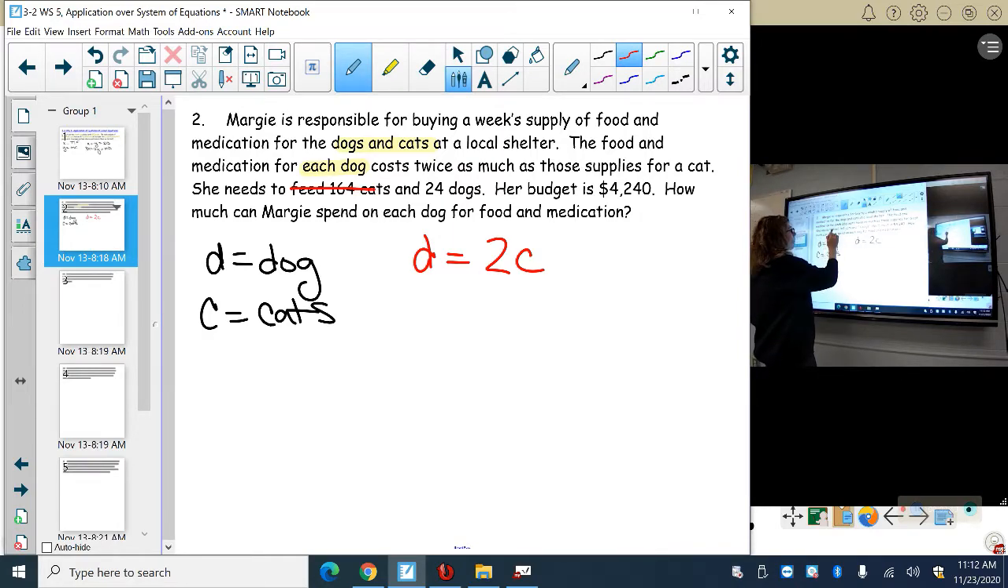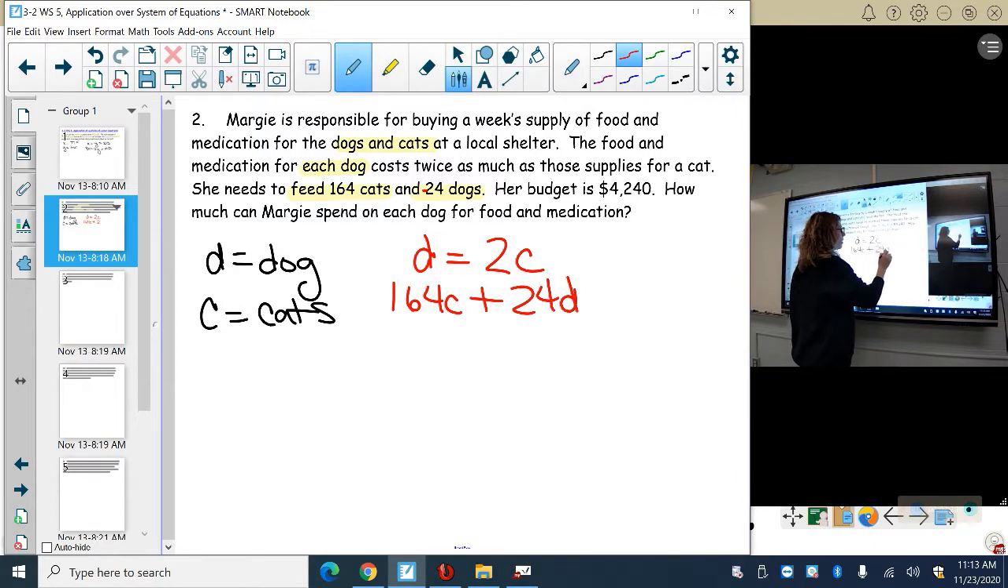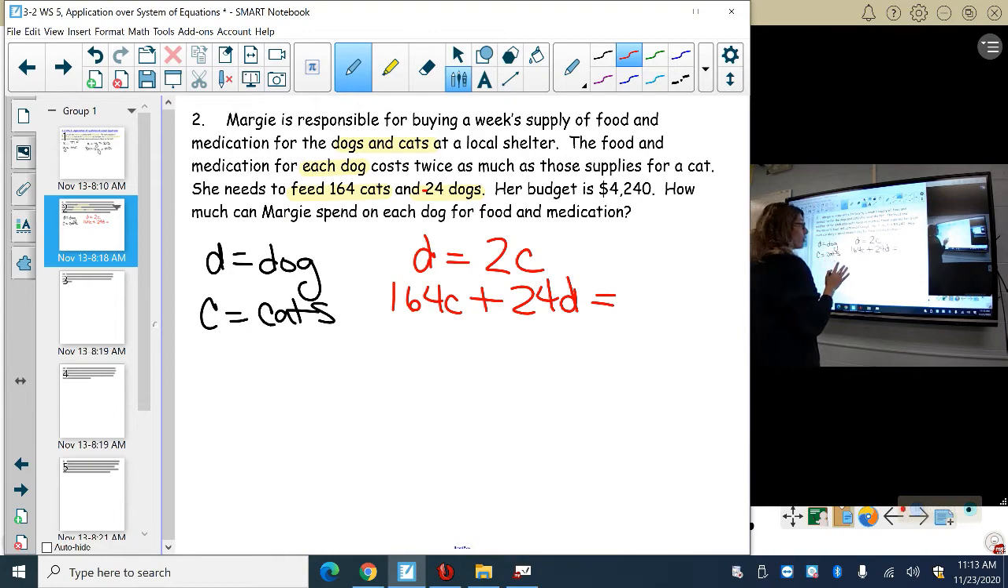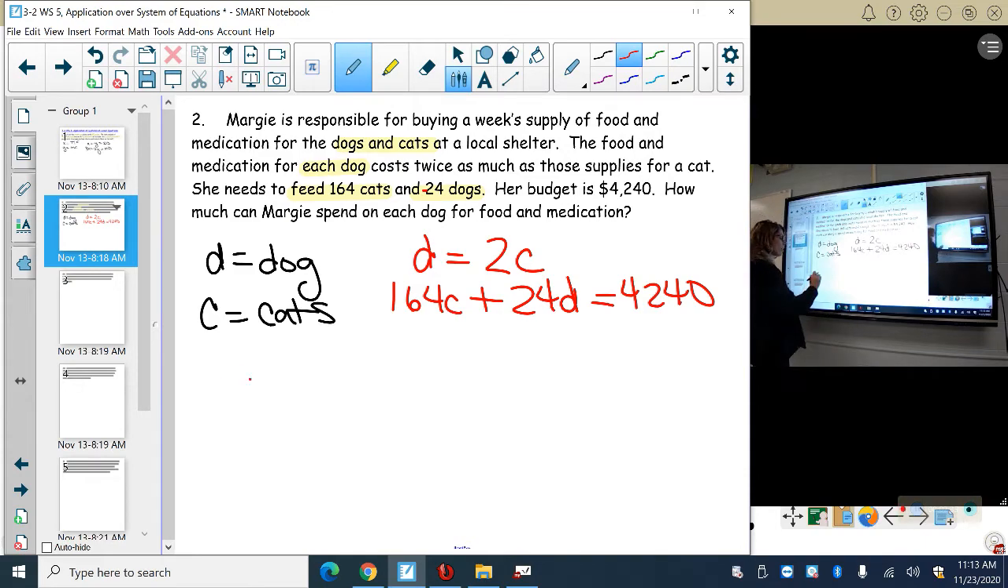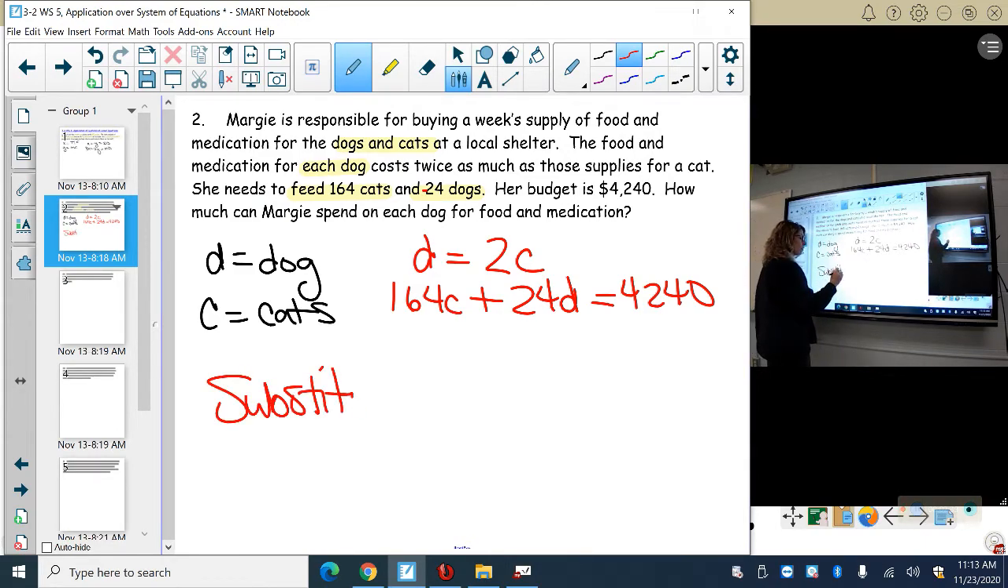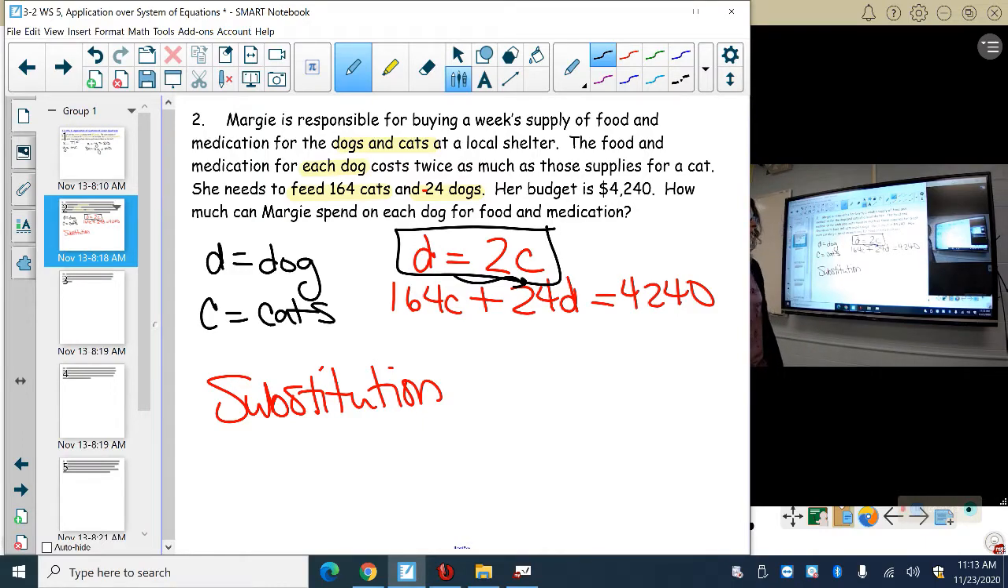She needs to feed 164 cats. So 164 cats and means plus 24 dogs. So that's going to be 24D. And she has only $4,240 to do that. This is going to be best solved by substitution. That means you box this in, and every place you have a D, you're going to plug in that expression and solve for D, or solve for C and then plug in for D.